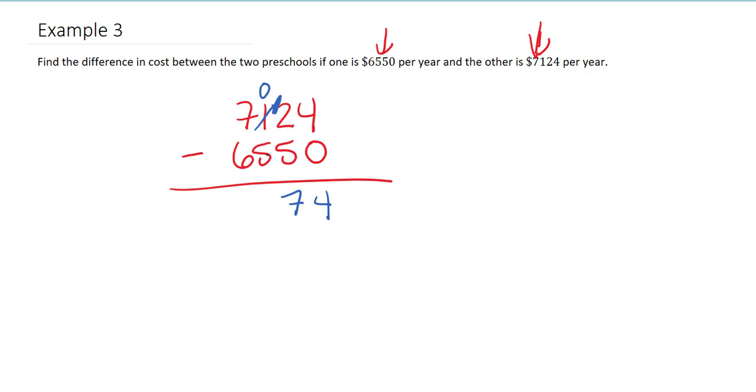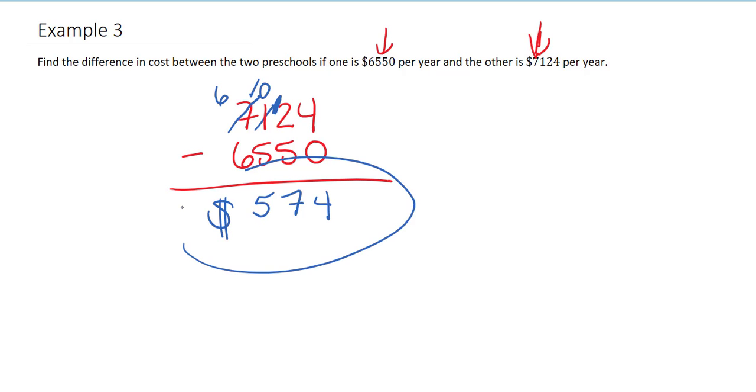0 minus 5 can't be done, so let's borrow from the thousands. So we're borrowing 10 hundreds. Now we have 10 hundreds. So 10 minus 5 is 5. 6 minus 6 is 0. So the cost difference is $574.